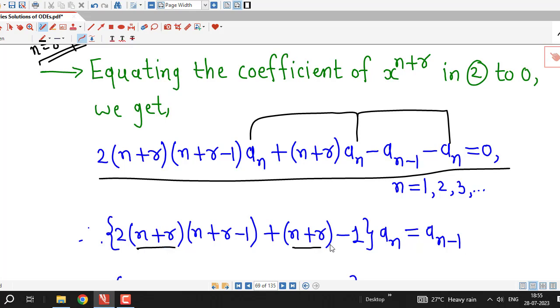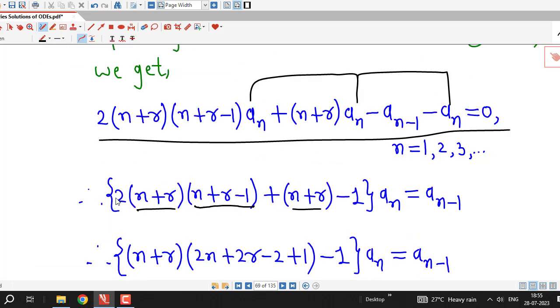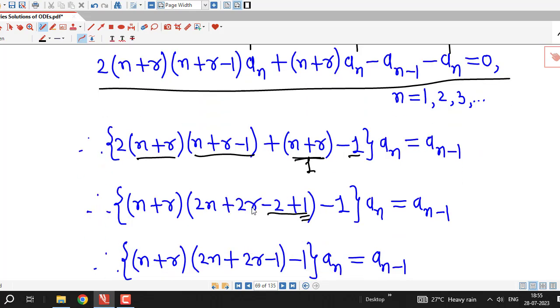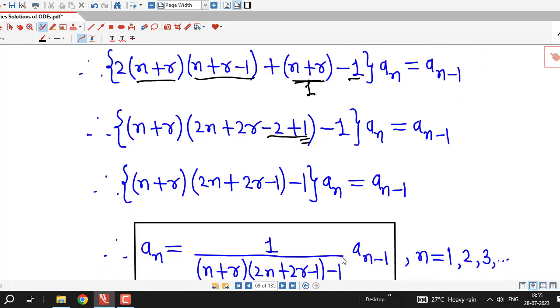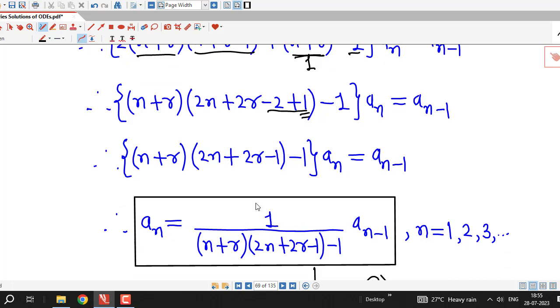Again we can take n plus r common, and we multiply this by 2, that is 2n plus 2r minus 2, and here I am taking n plus r common, so I will be left with 1, that I have written here, minus 1 into a n equal to a n minus 1, and here I will have minus 1 now, that is (n plus r)(2n plus 2r minus 1) minus 1 into a n equal to a n minus 1, and therefore a n equals 1 divided by this quantity minus 1 times a n minus 1.